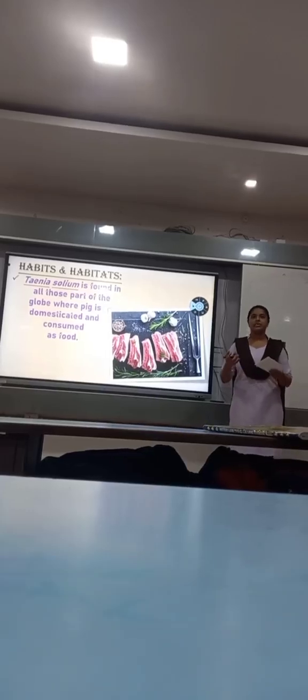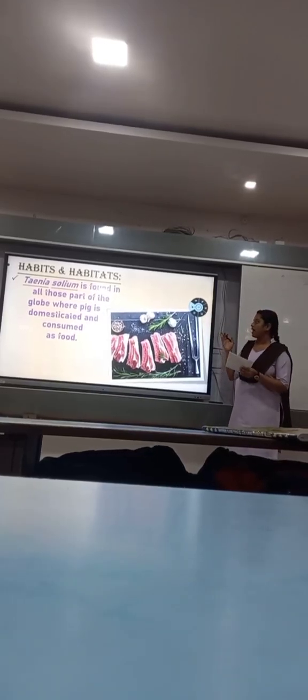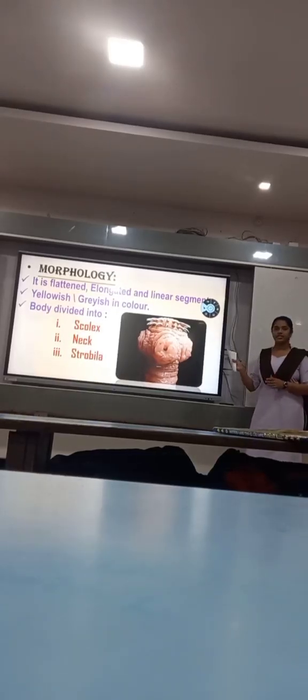Taenia solium is found all over the world where pig is being consumed or domesticated, and it is cosmopolitan. Its morphology: it is flattened, elongated, and consists of linear segments. It is yellowish or grayish in color, and the body is divided into a small head, which is the scolex, an unsegmented neck, and the segmented strobila.